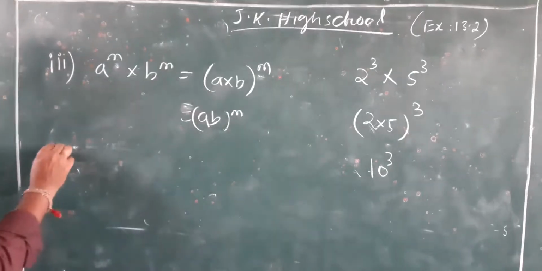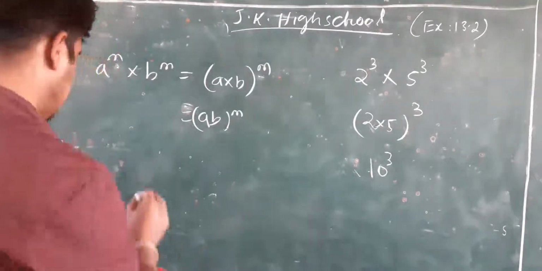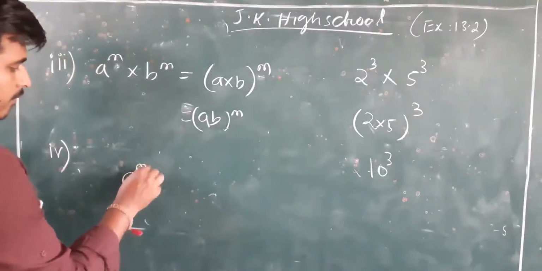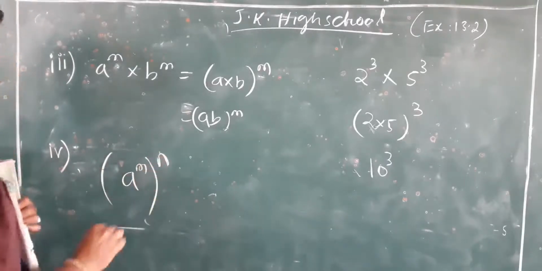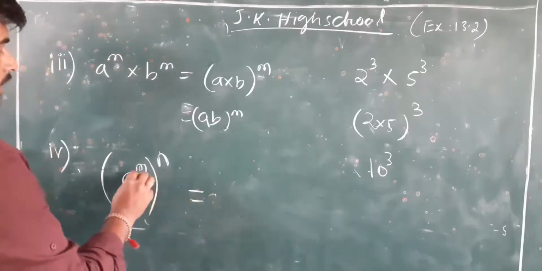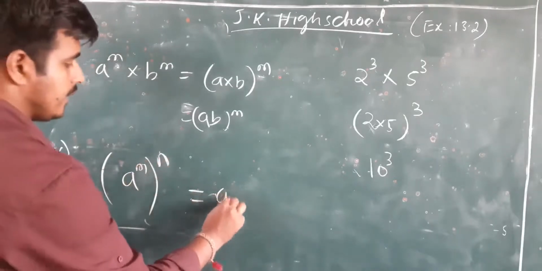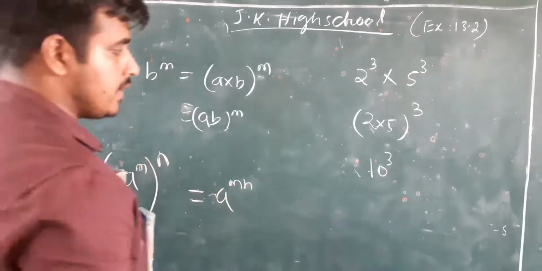Fourth law. What happens if you get a power over an exponent? a raised to m is already one number. If you get another power over this, a raised to m whole raised to n, in this case what will happen? This m into n, a raised to m into n, that is mn.